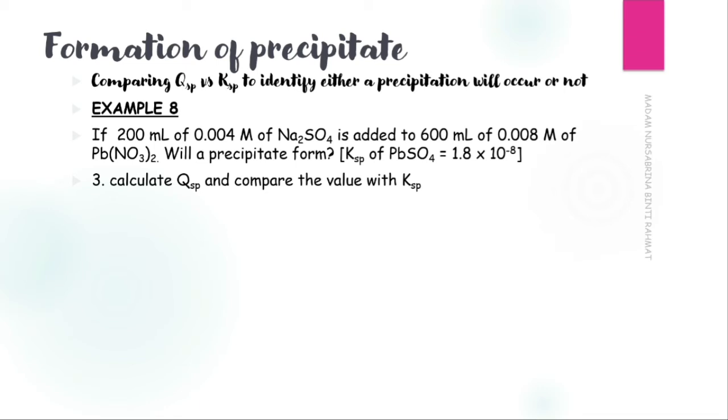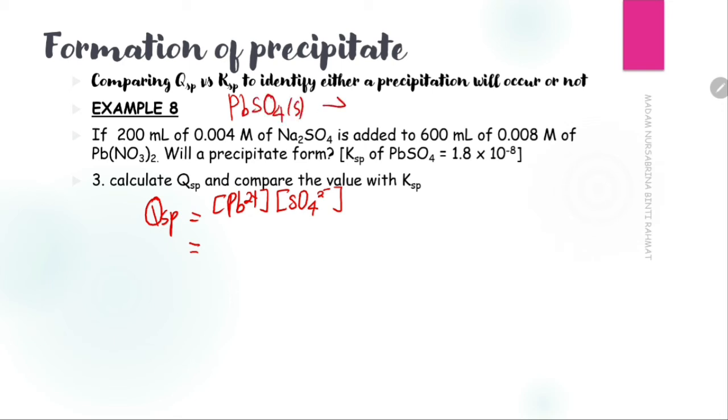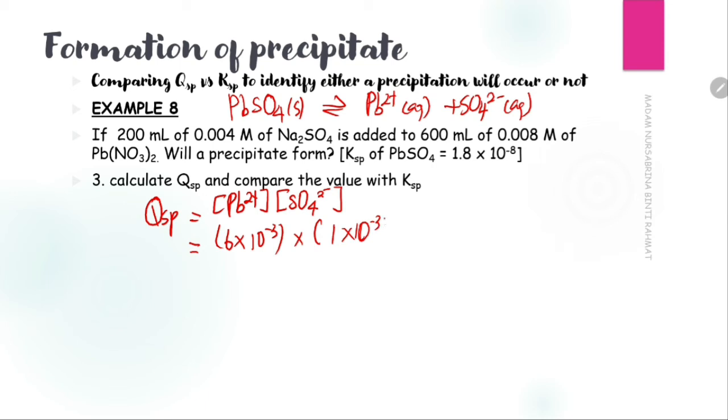So we're going to calculate what is the QSP value. QSP for this one is just simply, first write down the expression, which consists of lead ion concentration multiplied by sulfate ion concentration, from the dissolution of my lead sulfate salts, a reversible reaction. So my lead ion concentration, the new concentration that we calculated before, is 6 times 10 to the power negative 3, and for my sulfate ion is 1 times 10 to the power of negative 3 molar.